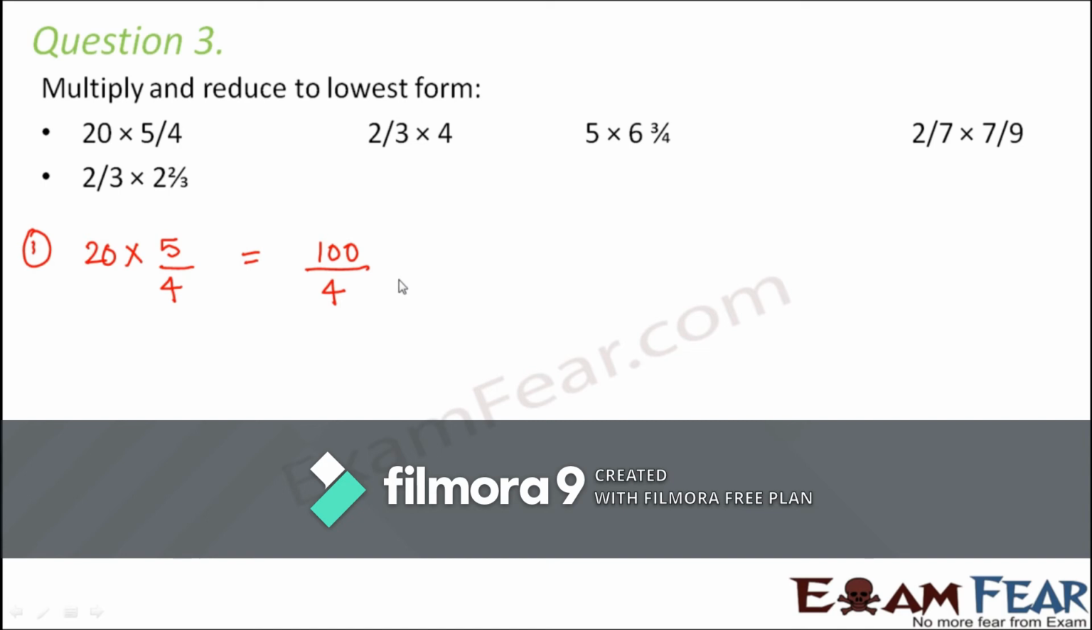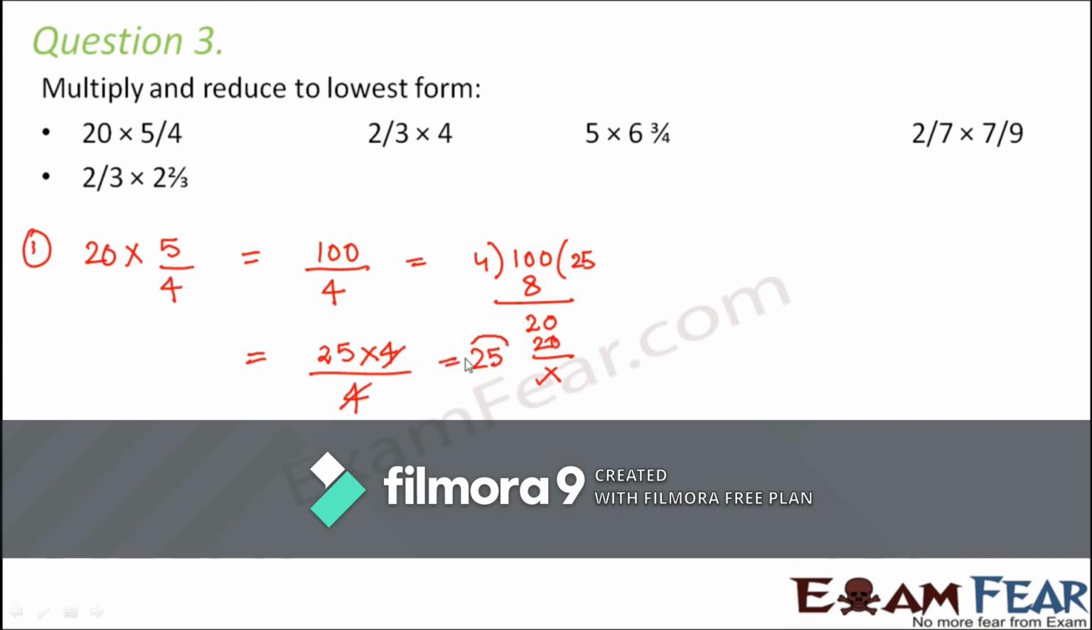Now you can write it in this way as well, 100 by 4. If you actually divide 100 by 4, what do you get? 4 2s are 8, then you have 0, 5 is 20. So basically 4 into 25 is equal to 100, right? So this 100 by 4 can also be written as, 100 can be written as 25 into 4 divided by 4. So 4 and 4 will cancel out, so you are left with 25. So 20 multiplied by 5 by 4 is equal to 25.